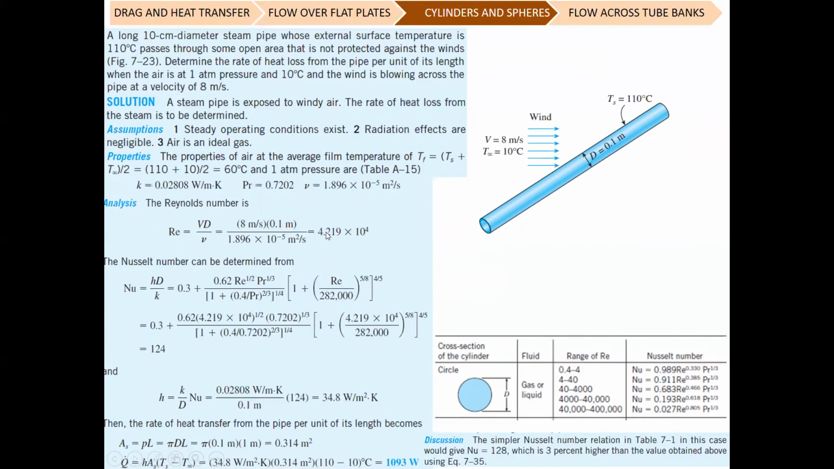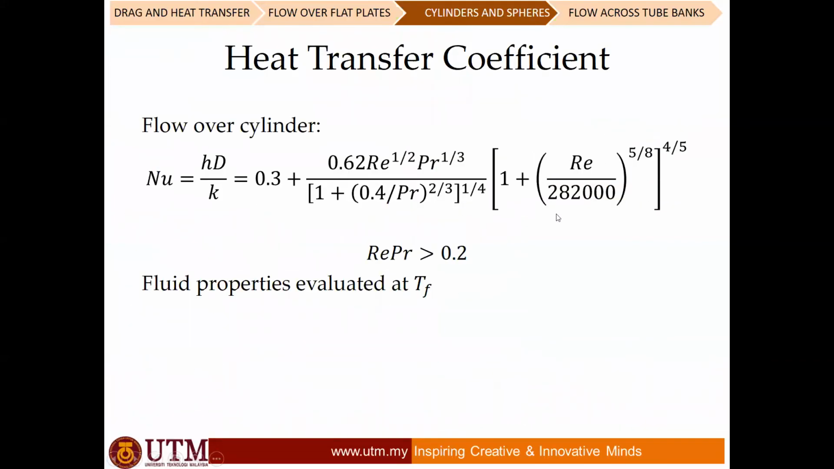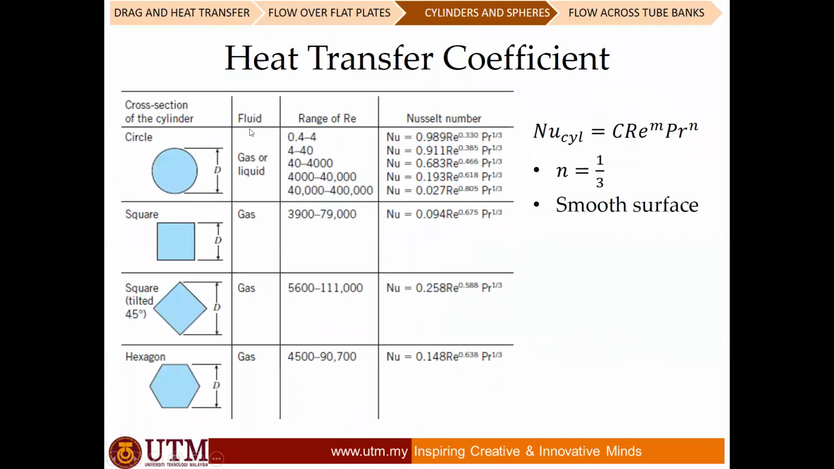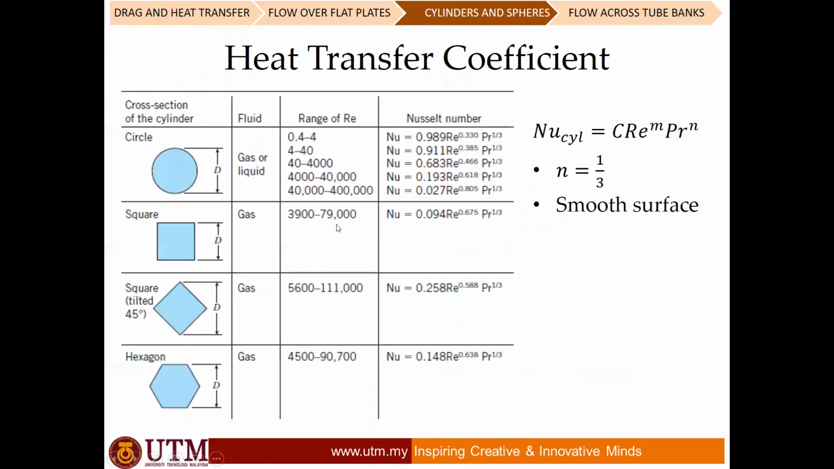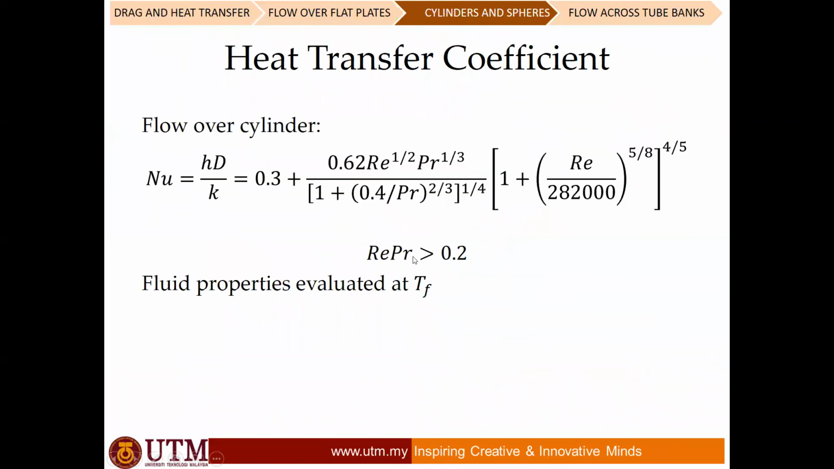So from here, you figure out your Reynolds number is 4.2 to the power of 4. Based on this, you can use this equation. Firstly, because it's a cylinder, if you multiply your Reynolds number with the Prandtl number, you will get a result larger than 0.2. So it allows you to use this equation to find the heat transfer coefficient.